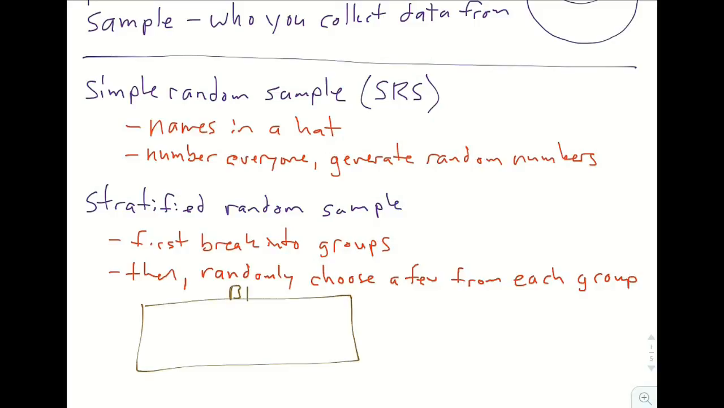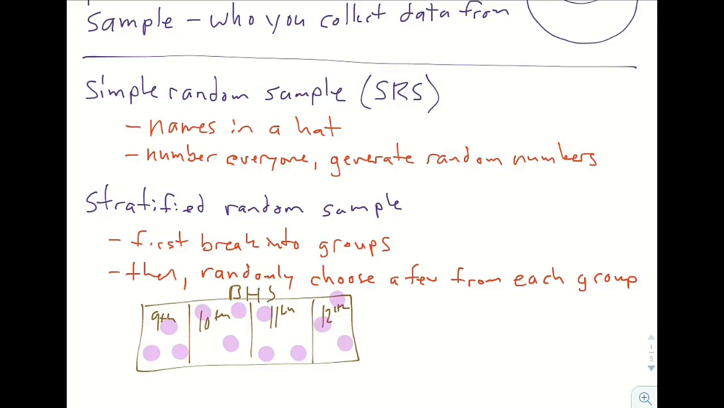So here's our high school. Let's say we're studying students. You could first break them up into 9th, 10th, 11th and 12th grades. And then you could randomly pick a few people from each grade, so that when you end up getting your full sample, you have a good mix of the grades. That's the idea of stratified random sample.